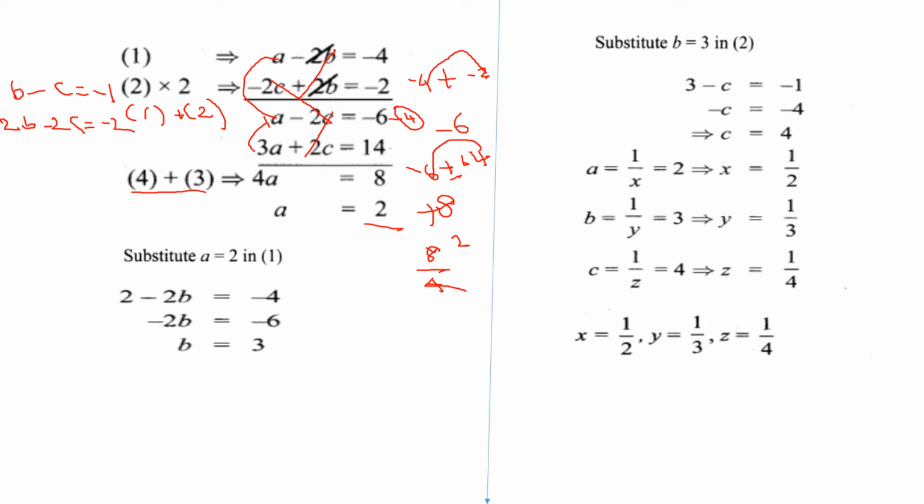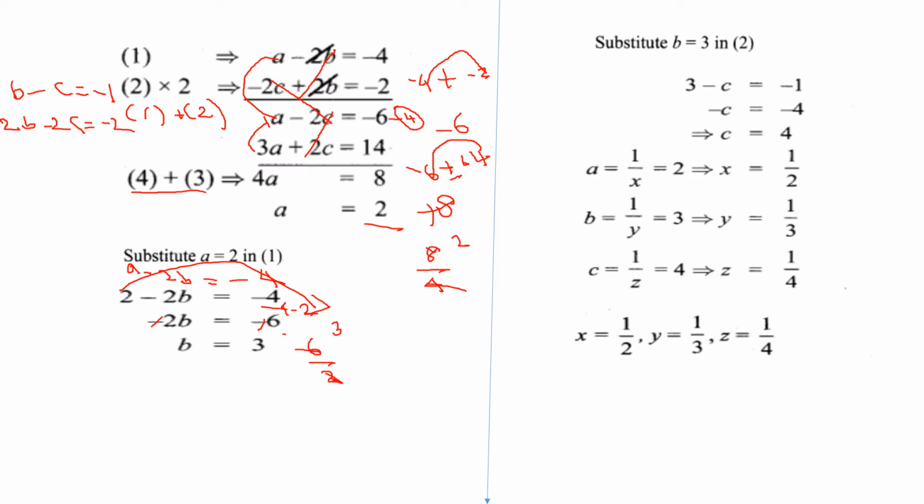Substitute a equal to 2 in the first equation. That is a minus 2b equal to minus 4. Substituting a equal to 2: 2 minus 2b equal to minus 4. The 2 will go to the right hand side as minus 2. Therefore minus 4 minus 2 is minus 6. Both the left hand side and right hand side have minus, so we can cancel. So 2b equal to 6, which means b equal to 6 by 2, that is 3. So we found the a and b values. Now substitute in any one equation and we get c.